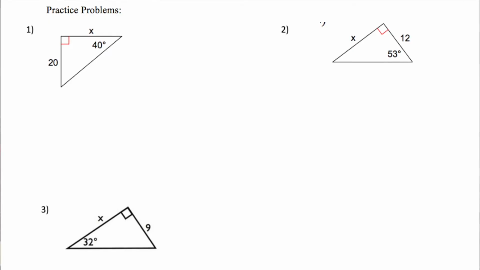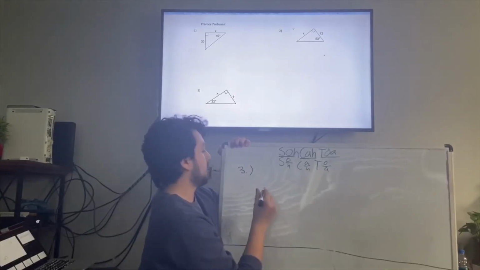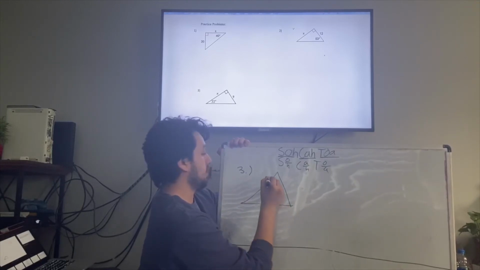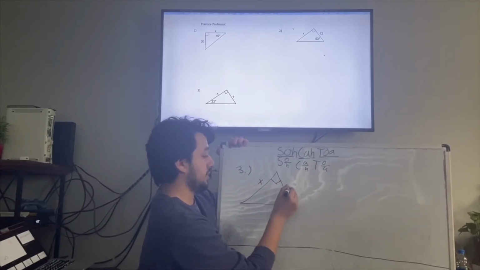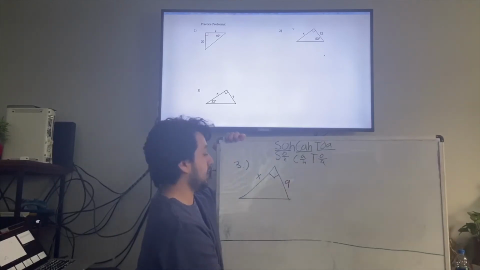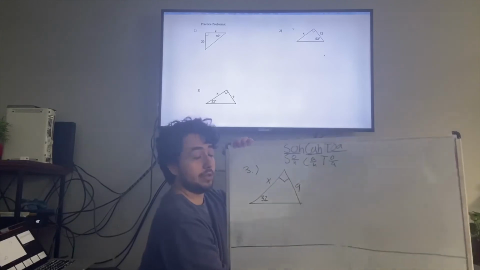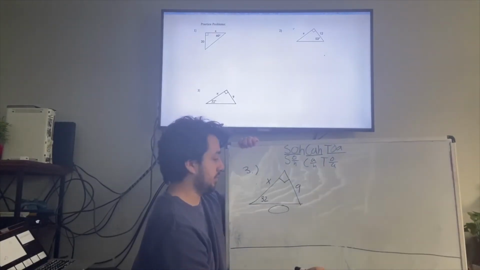Problem set up for you. Let's do number 3 this time. Here's our right angle. Here is our X. Here is our 9. And our angle is 32. Again, our hypotenuse is empty. There's nothing in our hypotenuse.